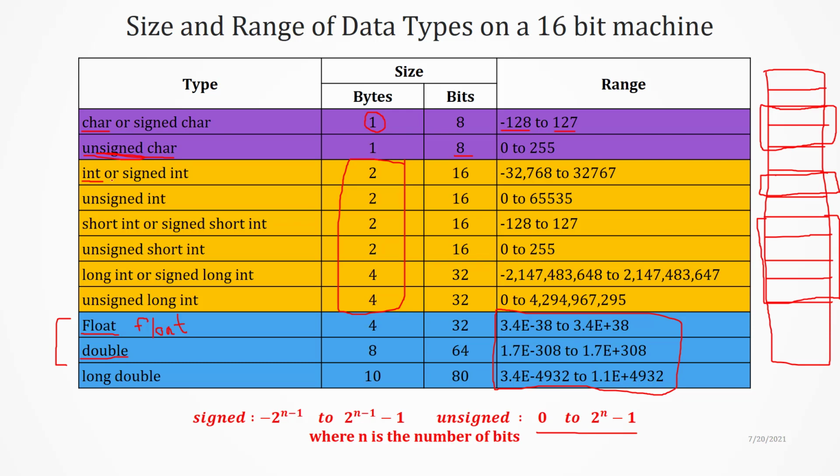So you may ask, from this table itself it is clear. If we use int, it will take only 2 bytes. So 2 bytes will have some maximum limit, 32767. Suppose I want to store a larger value. For that you can use long int.